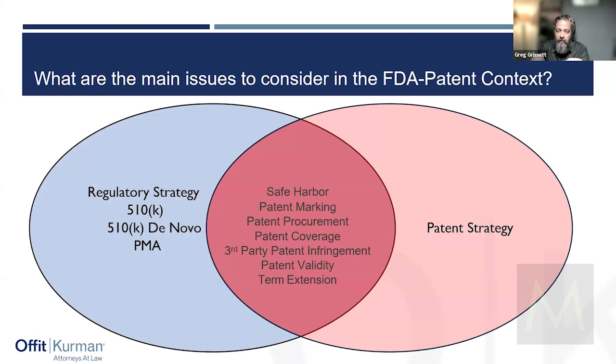And the areas in the overlap here, the safe harbor, we're going to talk about that. It's an exception or defense to patent infringement. Patent marking, how do you go about obtaining patents in view of what you're doing in the FDA? Coverage is related to that. Third-party patent infringement, term extension. These are all areas where there's some interplay between the activities you're doing with the FDA and what you're doing at the patent office that need to be coordinated. So next slide.